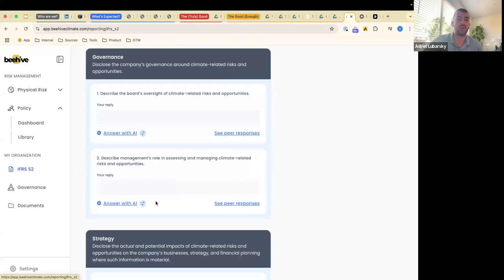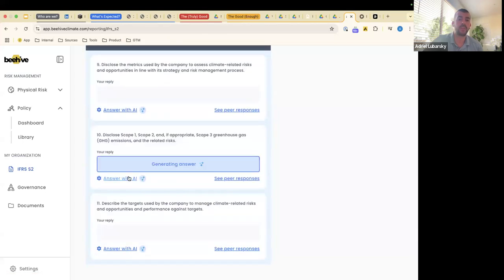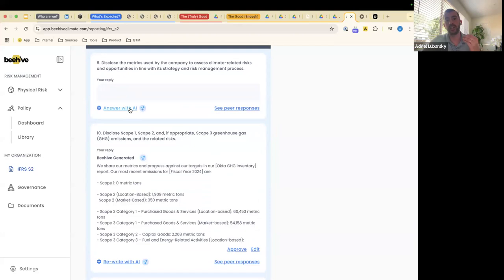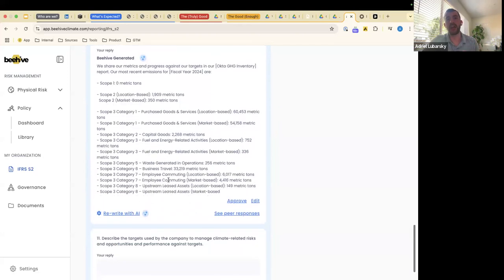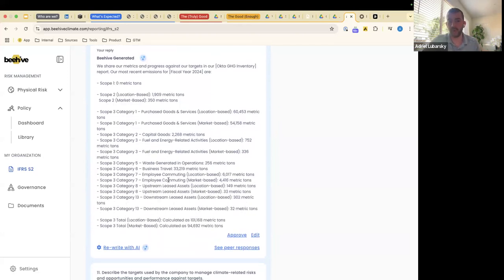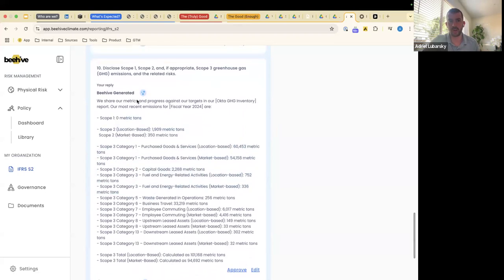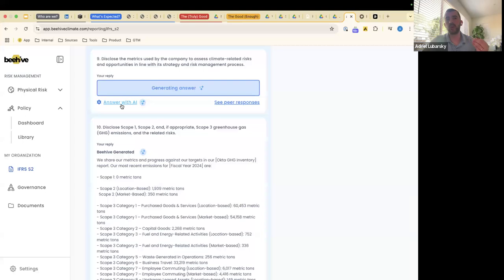What'll happen here is that you're actually able to see the AI write the answer based on that report here. So there's the Okta report. And it'll pull information out of the report and automatically put in here what those emissions are. What's helpful here is that it's going to do so using the same language and the same exact numbers that you've used and approved in other reports. So it'll pull those numbers out automatically, and make sure all the numbers are the same.